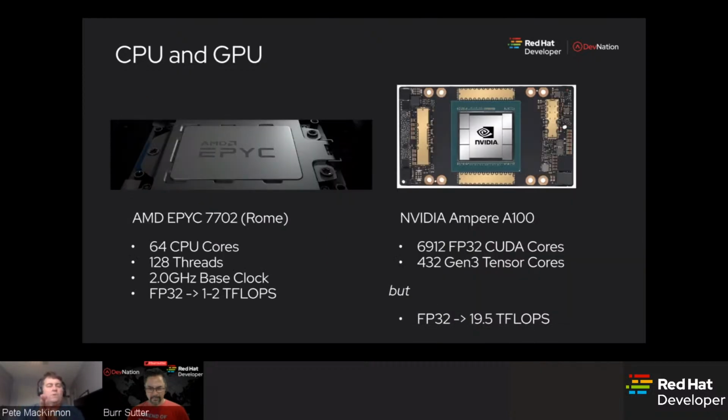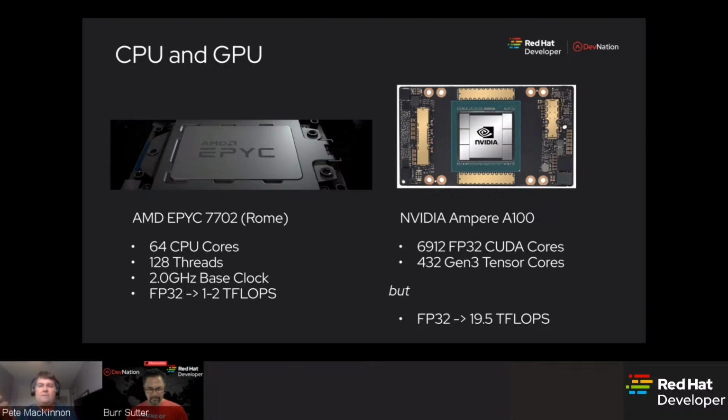So, what's out there today? Let's compare a CPU and GPU that is state of the art. On the left hand, we have arguably the most superior data center CPU in the world based on benchmarks, and that's the AMD EPYC 7702. Okay, 64 CPU cores, 128 threads, 2 gigahertz base clock rate, which can be boosted, and its performance generally in the 32-bit floating point benchmark is between 1 to 2 teraflops.